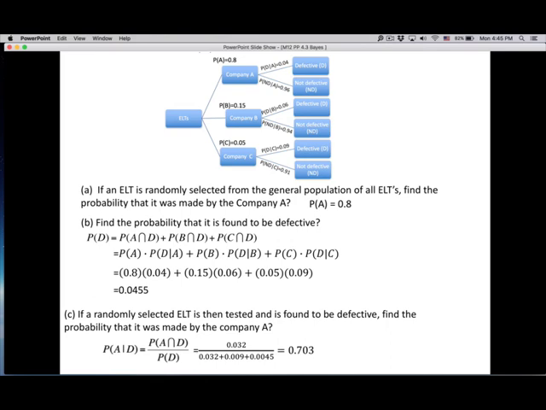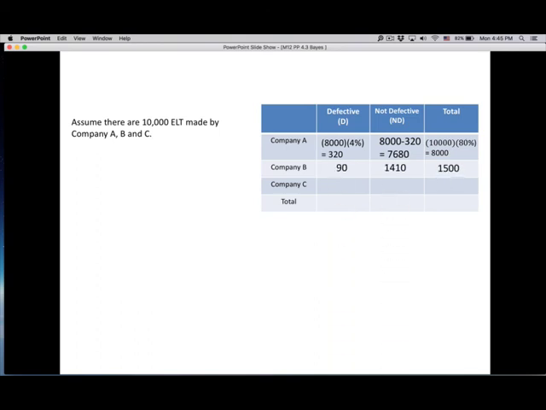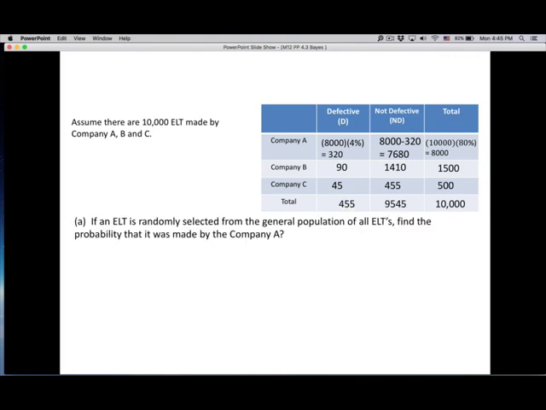And then if you try to use the iterative Bayes theorem, that will be the same questions, and I assume 10,000 ELTs also. So calculate one by one. Check your work. Okay, and then answer the three questions.